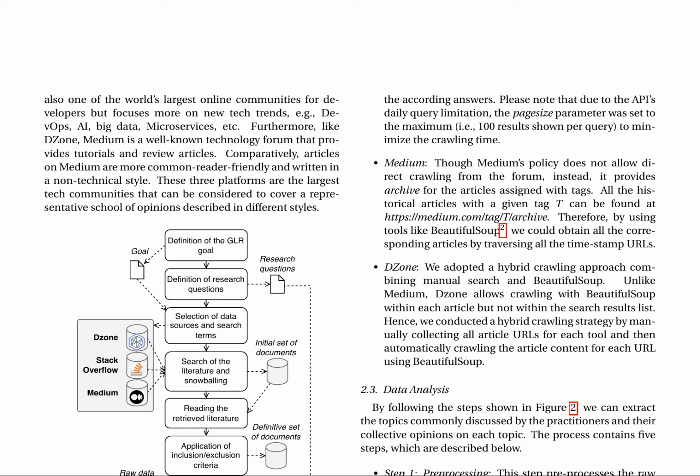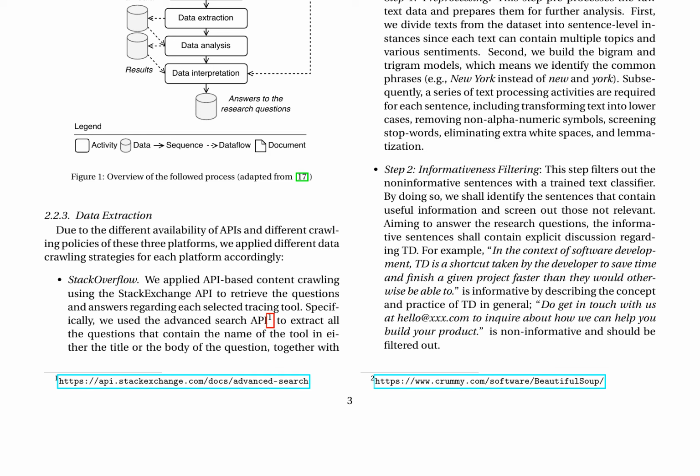Data extraction employed different strategies for each platform due to varying API availability and crawling policies. For Stack Overflow, API-based content crawling was used to retrieve questions and answers related to selected tracing tools. Medium's policy prohibited direct crawling, so historical articles with specific tags were obtained using tools like Beautiful Soup. dzone adopted a hybrid approach, combining manual search and Beautiful Soup for article content crawling. The data analysis process, illustrated in Figure 2, consists of 5 steps.